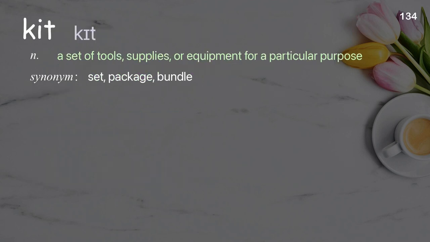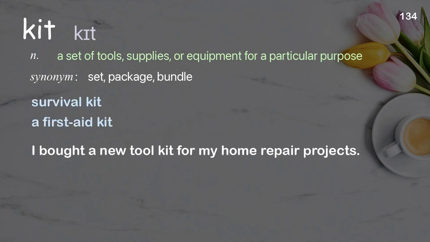Kit. A set of tools, supplies, or equipment for a particular purpose. Examples: survival kit, a first aid kit. I bought a new tool kit for my home repair projects.